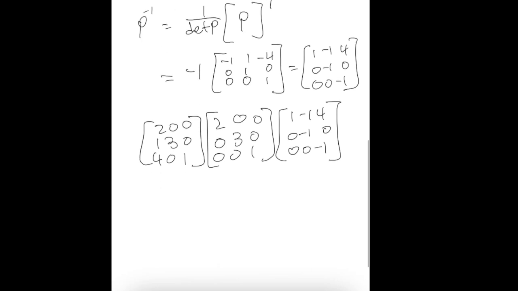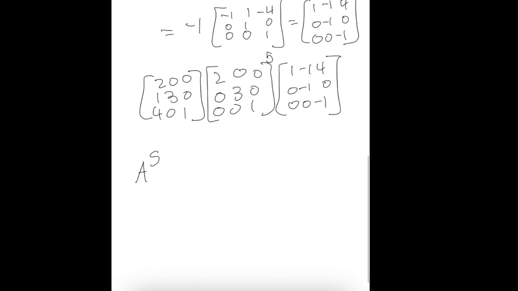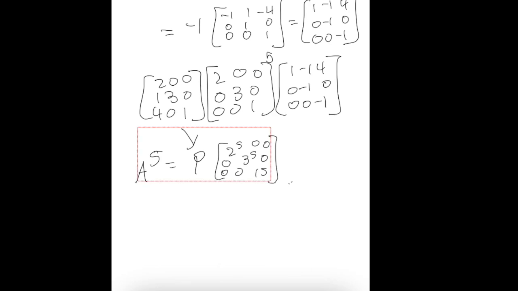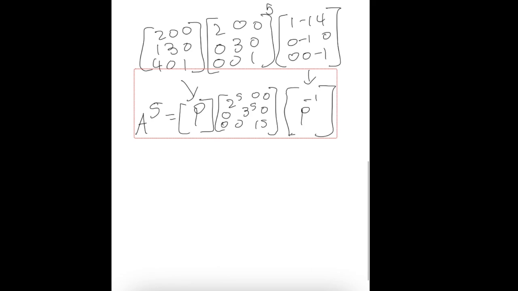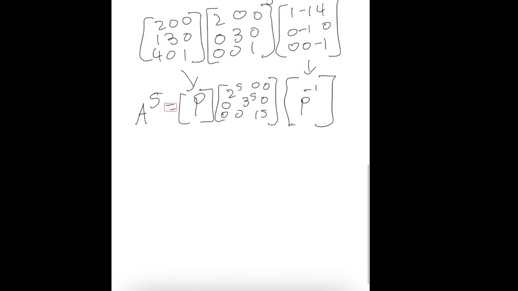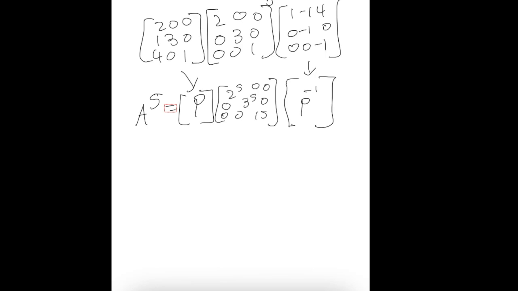So now if we want to do this to the power of 5, all we have to do is raise this D to the 5th power. So A to the 5 is just this P coming down, times 2 to the 5th, 3 to the 5th, 1 to the 5th, with zeros elsewhere, times this P inverse coming down from there. And so that's how we do matrix diagonalization. This is how we would model the change of a population from one city to the next over the course of 5 years. Thank you so much.